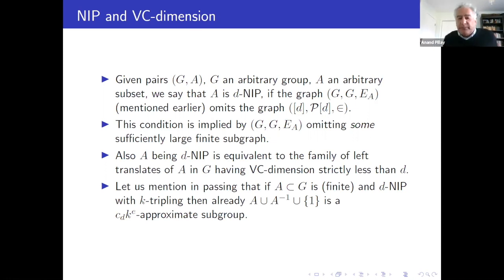And by the way, we mentioned in the paper a slight improvement of Tao's connection between tripling and approximate subgroups: if A is finite, in an arbitrary group, and is d-NIP with K tripling, then already the smallest possible set containing A, the symmetrization of A, where you take the inverses and add one, making A into a symmetric set in the easiest possible way, is already an approximate subgroup. Here C_d is a constant depending on d, and the bound is K to the E, where K is my K tripling and E is an absolute constant. Okay, this is what we mentioned. So even the NIP condition gives you better control over passing from small tripling to approximate subgroups.